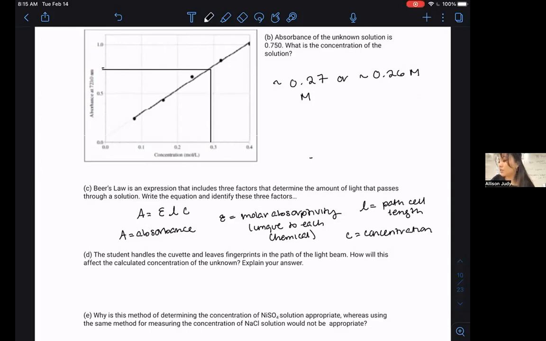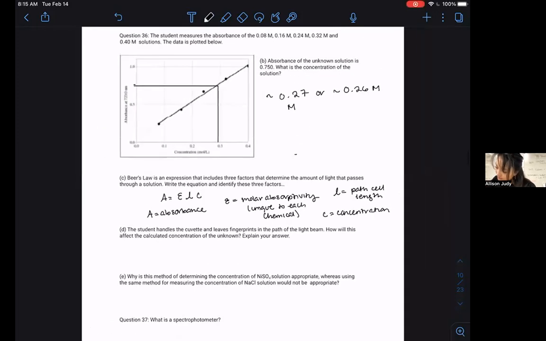We're given absorbance from the instrument, and almost always the path cell length is 1 centimeter because it's just the standard way that we make the cuvettes. And then absorptivity you'd get from a table. And usually we're just always trying to solve for C. Okay.